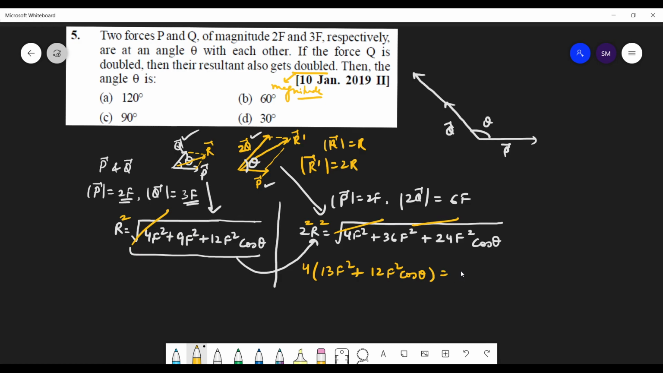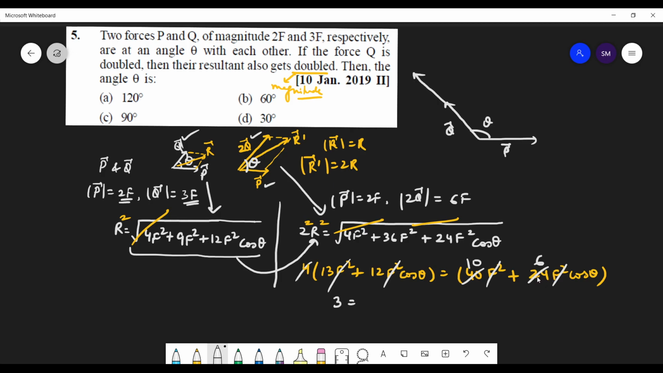equals 4 and 36, that's 40F square plus 24F square cos theta. So we can divide both sides by 4. So this is 10 and this is 6. Now this will come to this side. So 13F square minus, and see, F square is also with all the terms. So after cancelling 4, you can cancel F square also. So now you get 13 as constant, 10 as constant. So this will come this side. So 13 minus 10 is 3, and 12 cos theta will go that side.